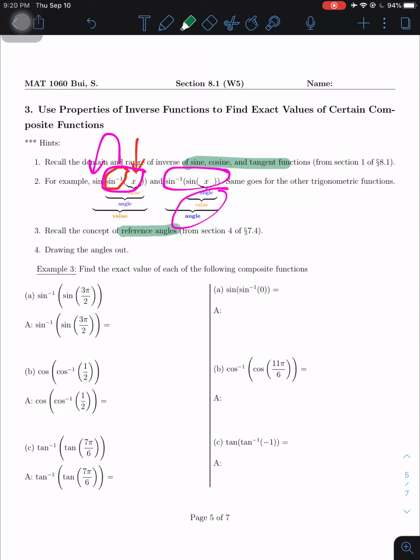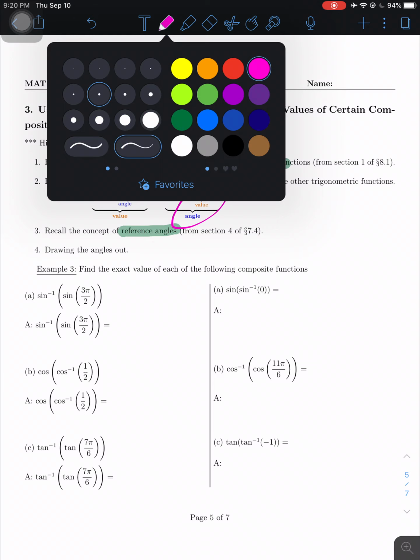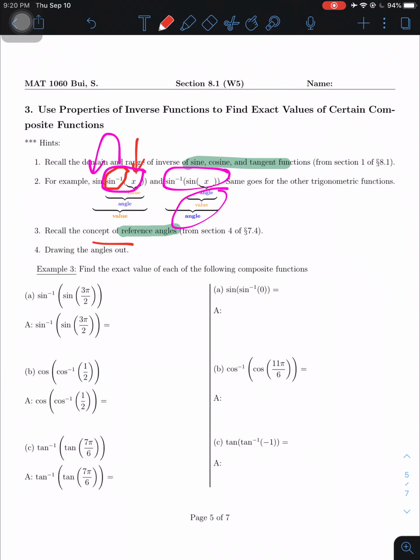And lastly, you always have to draw it out, no matter what you have in there, as long as it's a function, as long as it's an angle, draw it out, okay? The original angle and the reference angle, okay? Draw them out. It will make more sense with the pictures, okay? And now let's talk about the work.